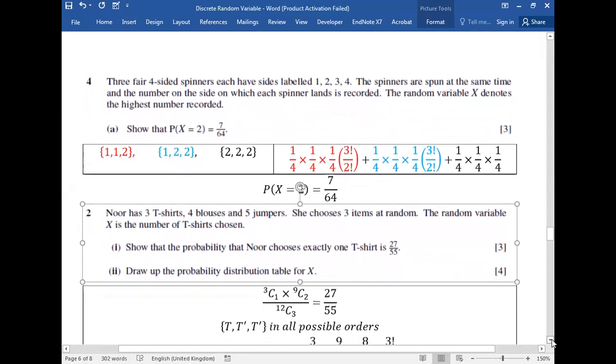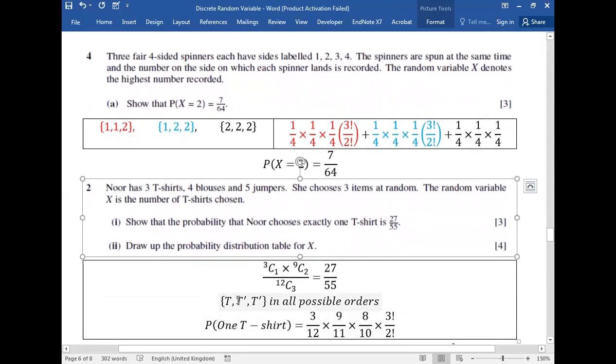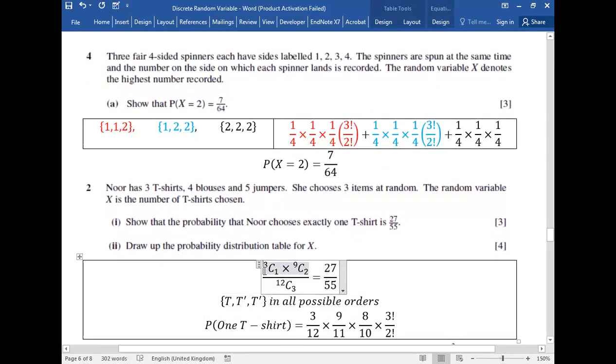If we were doing it with combinations, we could have said 3C1, so 1 shirt out of 3, 9C2, any 2 non-t-shirts, and 12C3 are the total possible combinations. Write it through both ways. Another way of doing it was using the probability tree, in which we would have said t-shirt, not t-shirt, and not t-shirt. And that could have happened in any possible order.